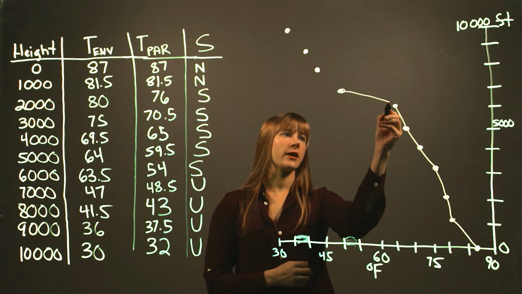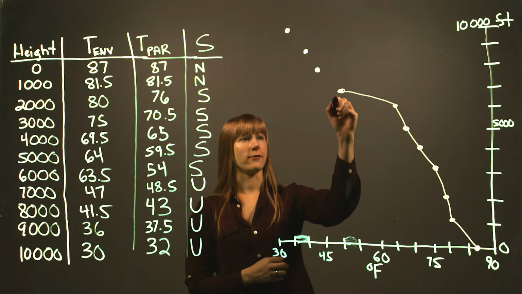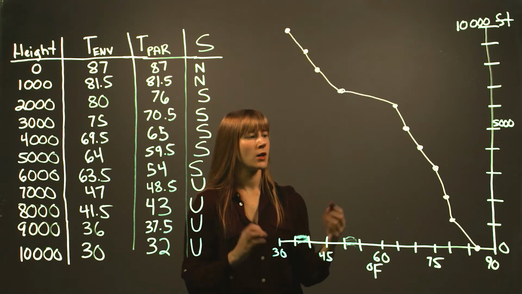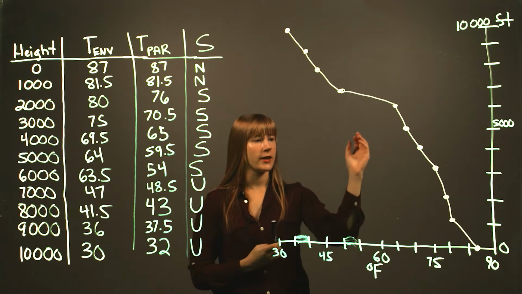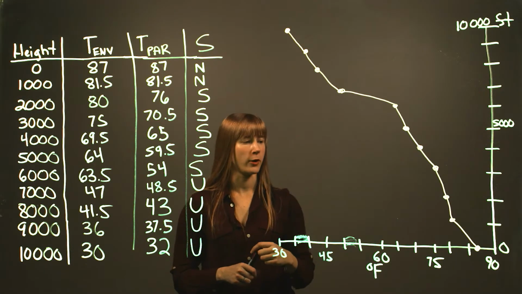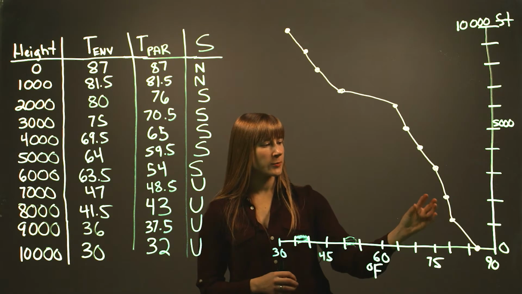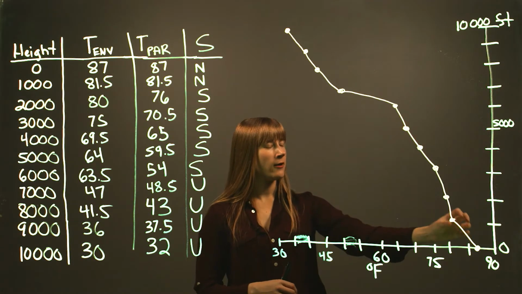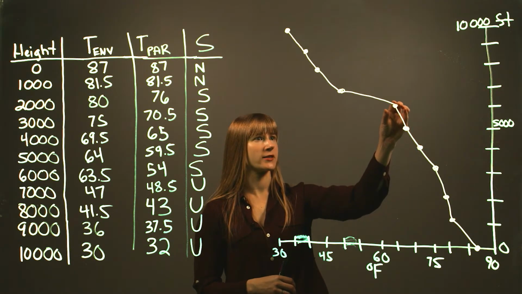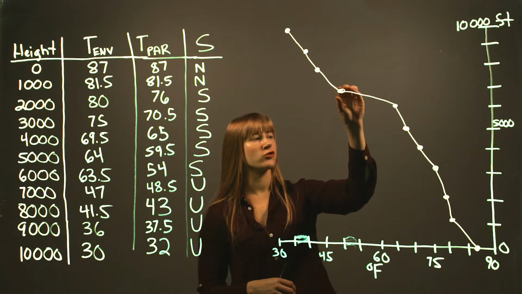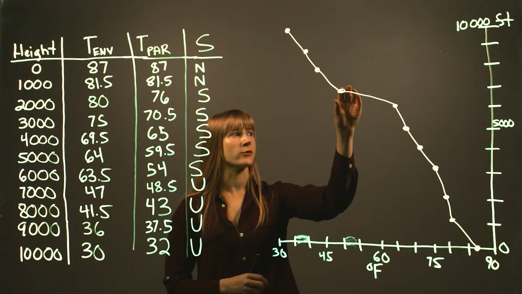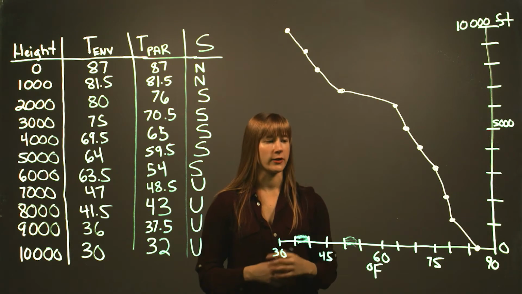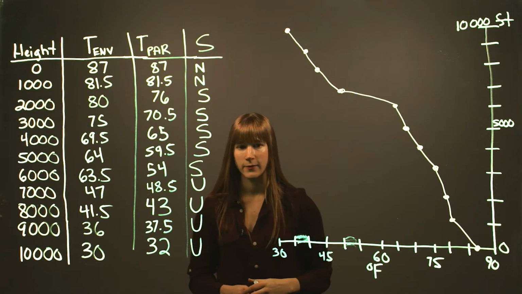So here we can see that the environment cooled off quite a bit. So here I can see the environmental temperature profile. So it allows me to visualize, well, the environment was cooling down fairly steadily up through 6,000 feet. There was a big drop in temperature between 6,000 and 7,000 feet. And then, again, it cooled down at a fairly steady rate.